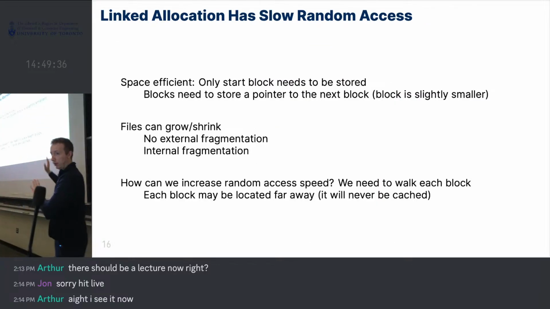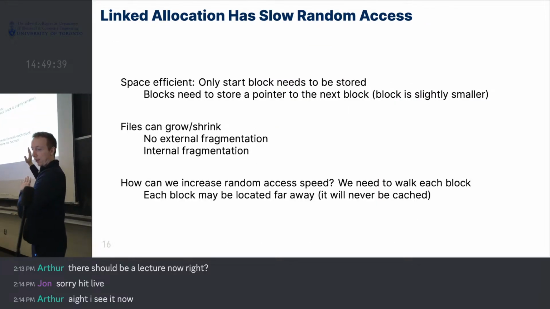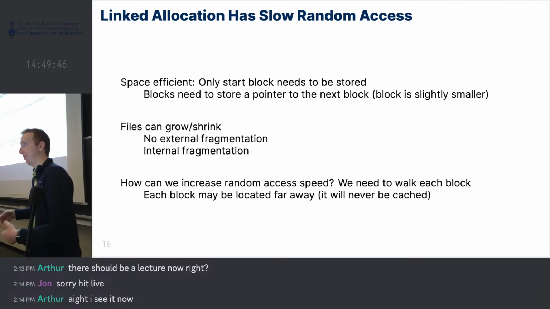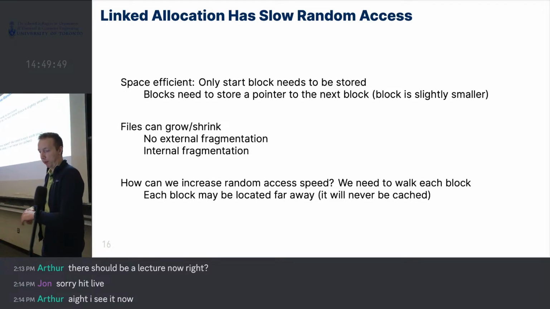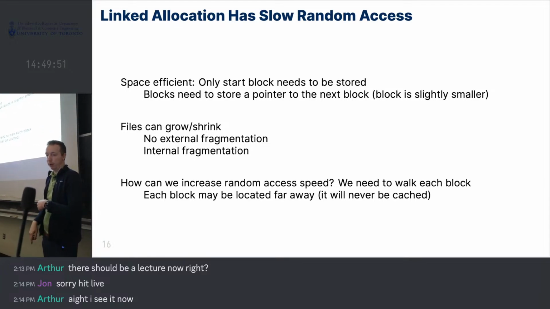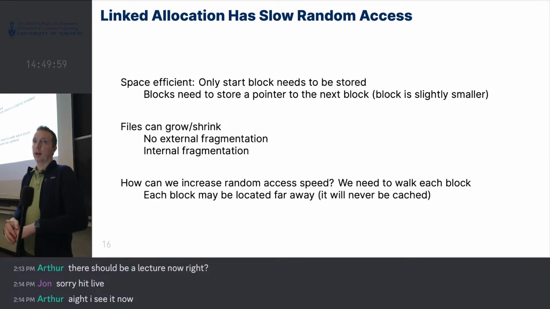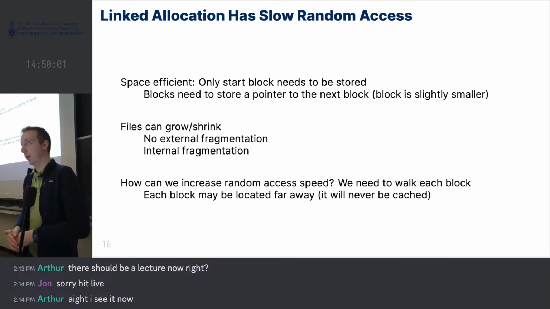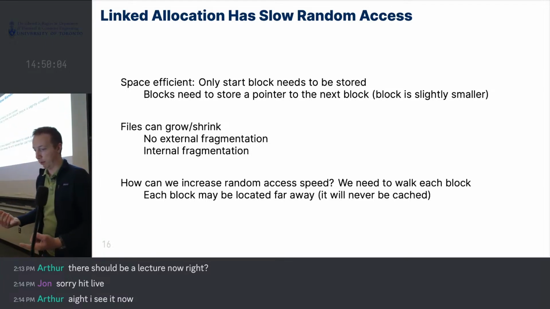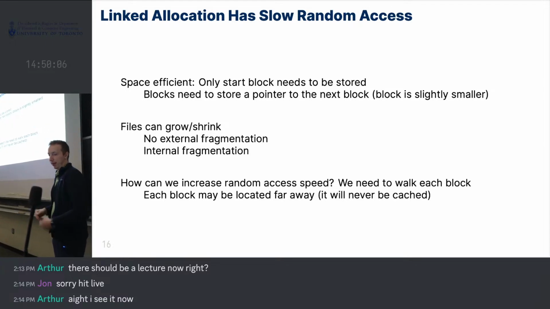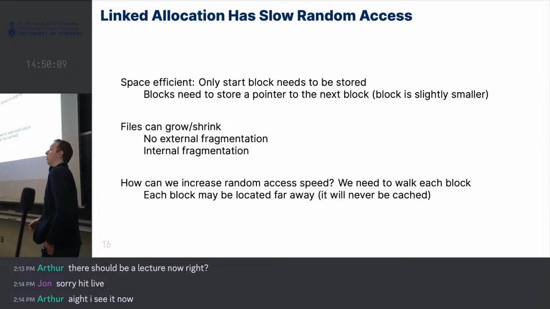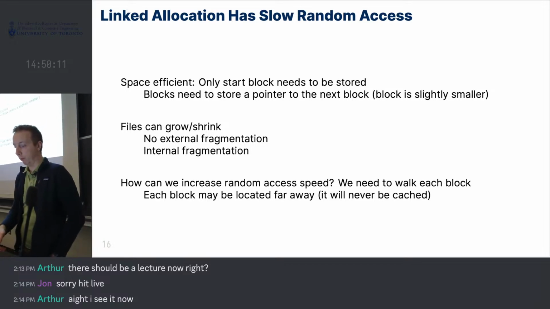But first, this has slow random access, so space efficient to describe a file. I just need to say where the beginning of it is, and then the blocks just store a pointer to the next block. In this case, the blocks would be slightly smaller, but it's probably not a big deal. Easy to grow and shrink files. We have no external fragmentation because one block is as good as another. I can just point to it. We still have that internal fragmentation issue where we might not use an entire block worth of storage. But in this case, our accesses are slow because all our pointers are on individual different blocks.